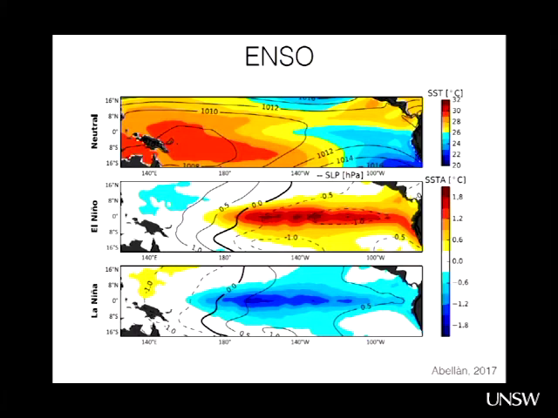What that looks like, this is the neutral conditions. You can see the warm pool and the cold tongue. This is the anomaly that happens during an El Niño. You end up with a much warmer cold tongue. And this is the anomaly during a La Niña. You have an extra strong cold tongue, basically.